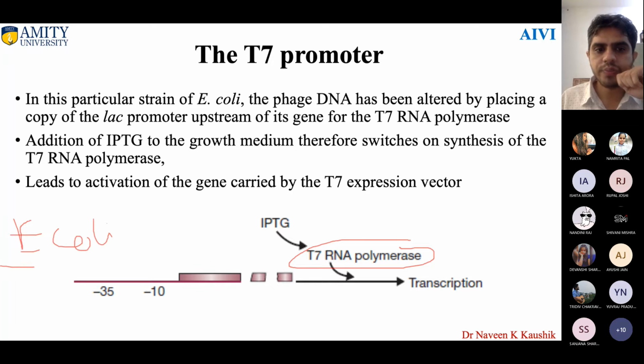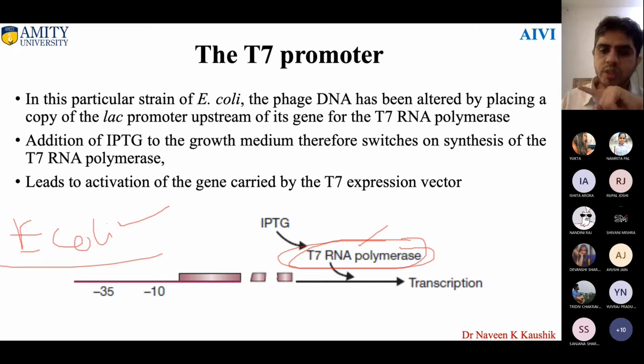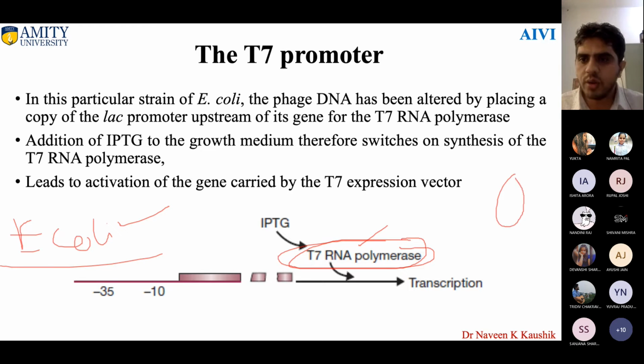Unless T7 polymerase is there, until this E. coli expresses the T7 RNA polymerase, it won't start the transcription of your foreign gene. So we are indirectly controlling it. We are not controlling the binding of RNA polymerase at this site, but we are controlling the expression of this T7 polymerase.